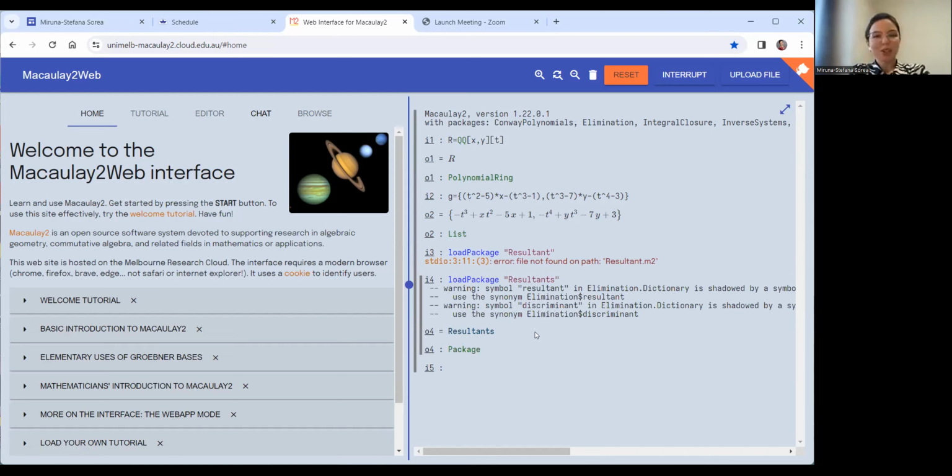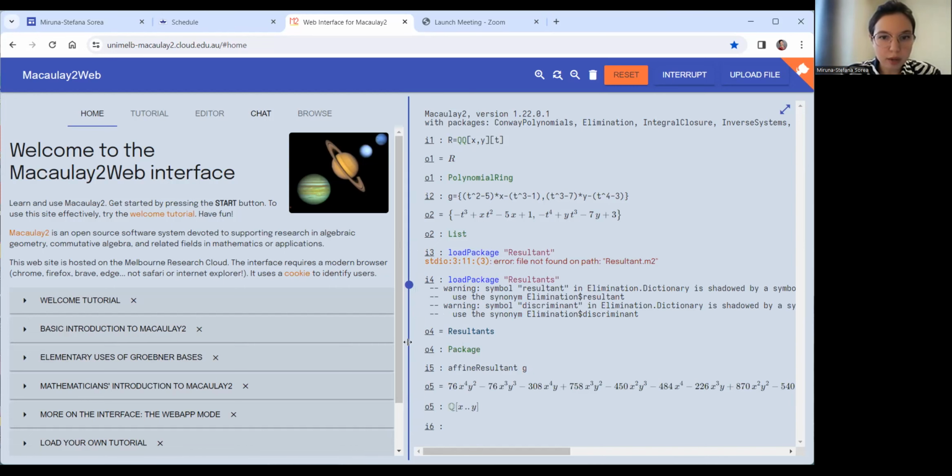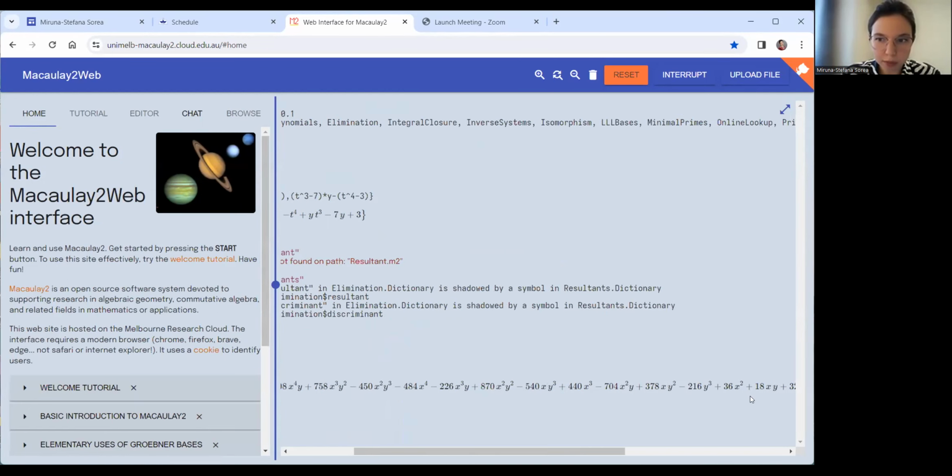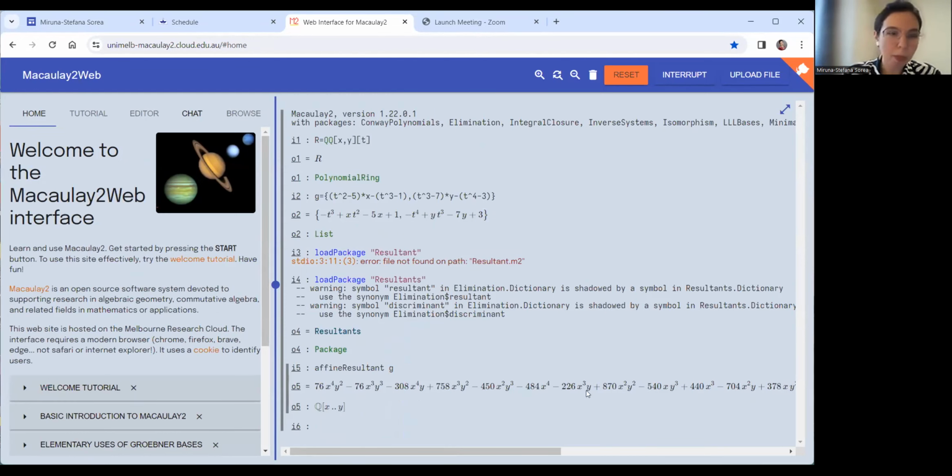Resultants. Okay, so now we want to compute, and maybe in another lecture we'll see how to do it also by hand, but with Macaulay 2 it is rapid to find the resultant, and we place here the set of polynomials introduced before. In this way we obtained the polynomial that vanishes on our curve. You can see it here. So this was the first approach.